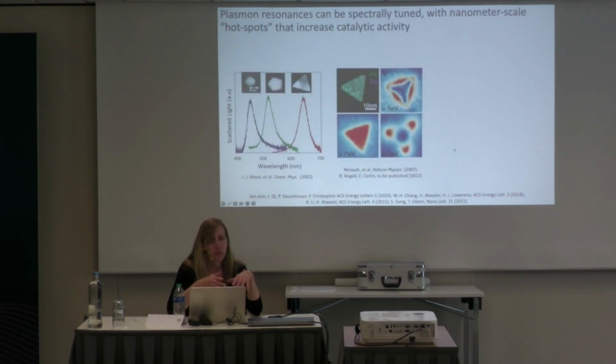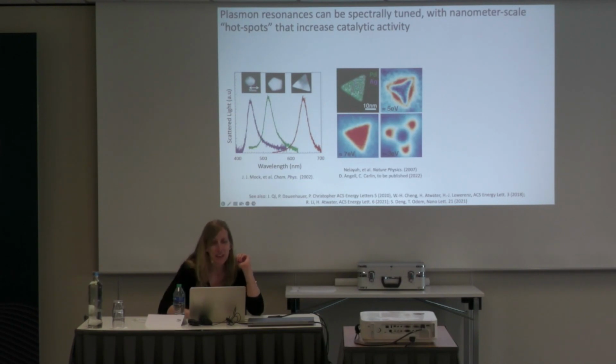Here, if we just focus on that lowest order of resonance, the lowest energy resonance, like that dipole mode, these plasmon resonances can be readily spectrally tuned depending upon the size and the shape of the nanoparticle. As you increase the size of the nanoparticle, generally your dipolar resonance shifts to longer wavelengths, and that makes sense, right? Because it takes longer for your electron cloud to slosh back and forth, or if you think about your dipole moment as q times d, your distance is larger.